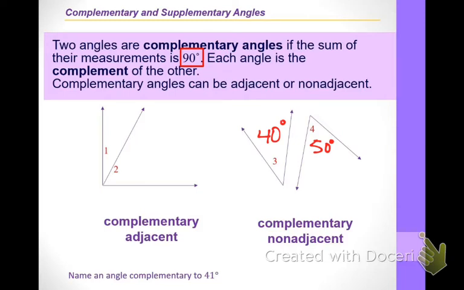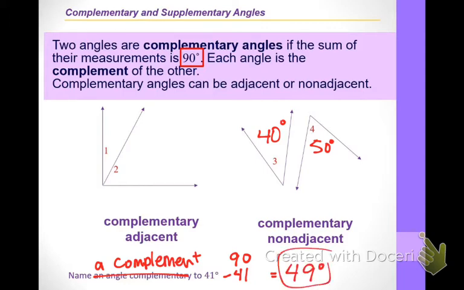Good. So at the bottom it says name an angle complementary. It also might say name a complement. I don't remember which one it says on the quiz. I'm pretty sure it says name a complement. They mean the same thing. Okay. So basically you want to find the number where 41 plus a number equals 90. So how do I find out what that number is? Subtract from 90. So 90 minus 41, which makes 49. So these two would be complements of each other because they add up to 90.